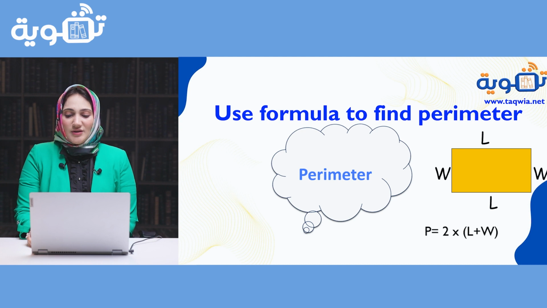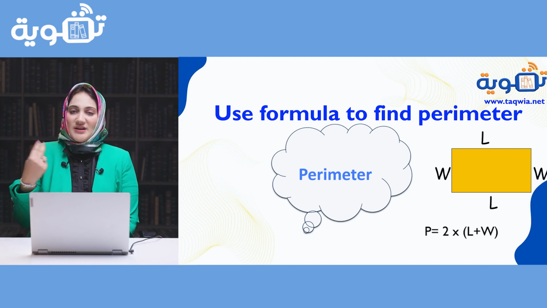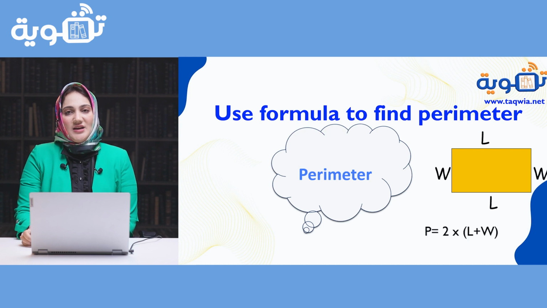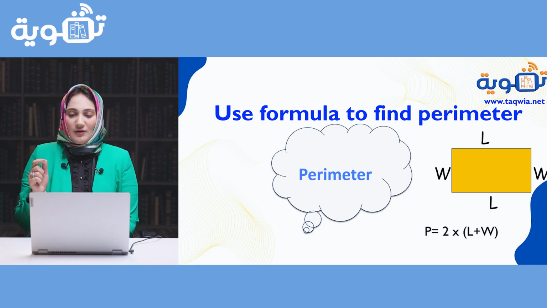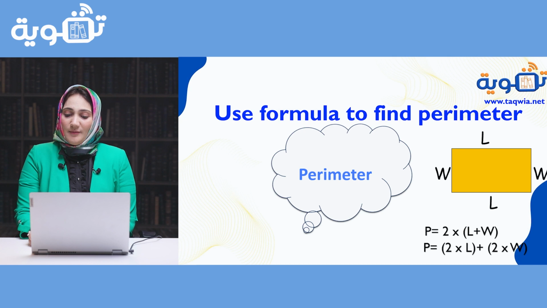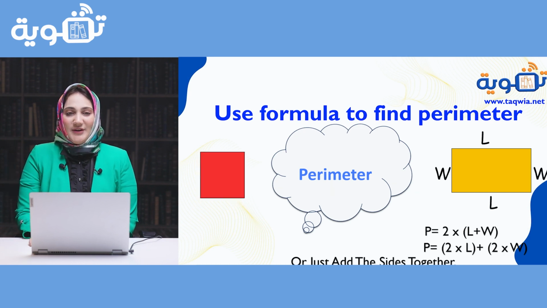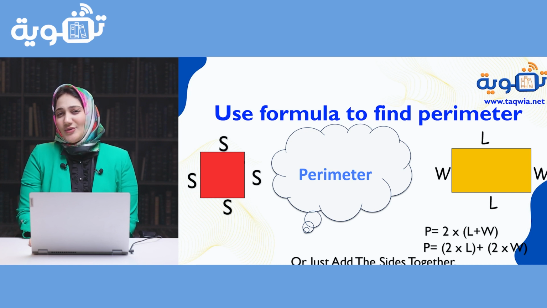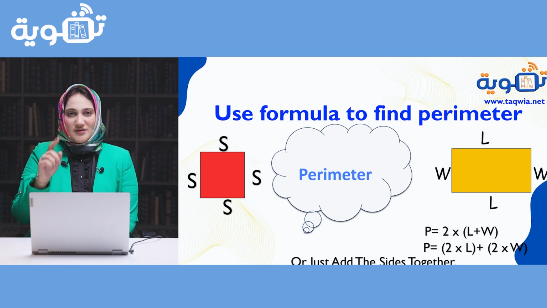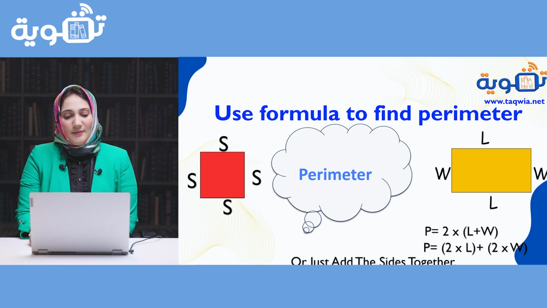And now, what do you notice here? We have two lengths and two widths. So we can say here 2 times the sum of length plus width, or 2 times length plus 2 times width, or add all the sides together. The same here for the square. But we know that all 4 sides of the square are equal in length. So who can tell me how we can find the perimeter here? Again, you can find the sum of all 4 sides, or 4 times s.